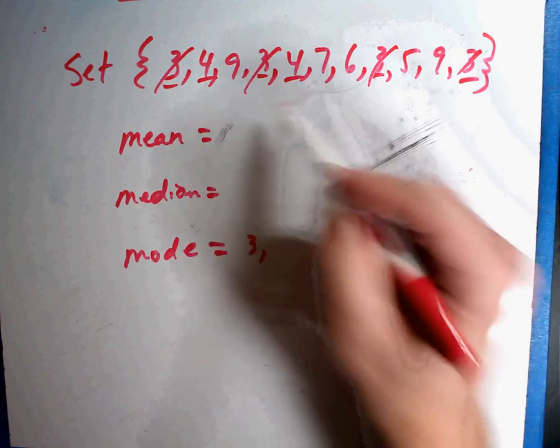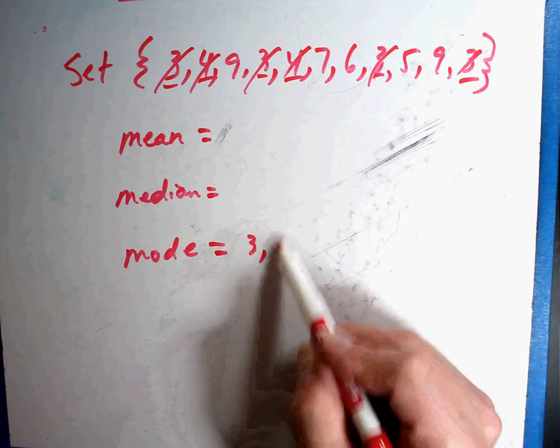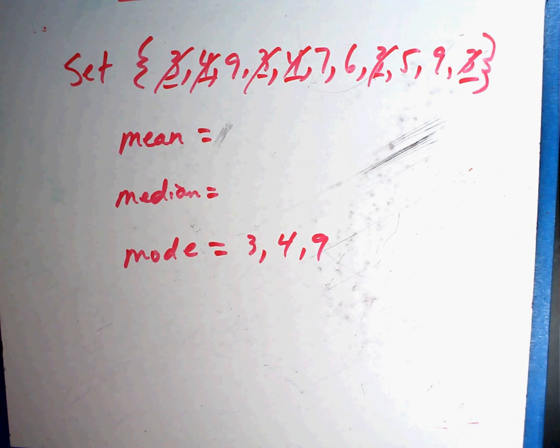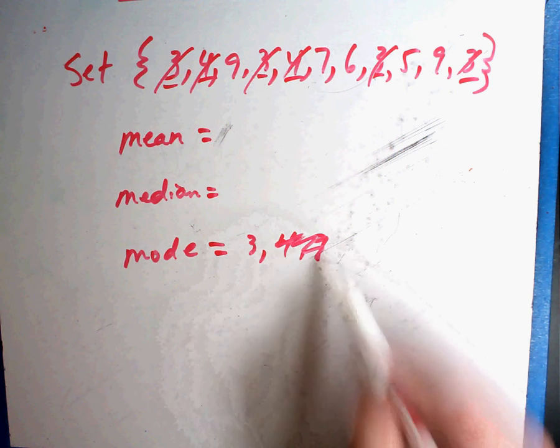There's a bunch of those. 4s, 9s. 3s, 4s, and 9s all fall into that mode. So that's pretty easy to see those. Okay. Then if they want the most, then it'd be 3.